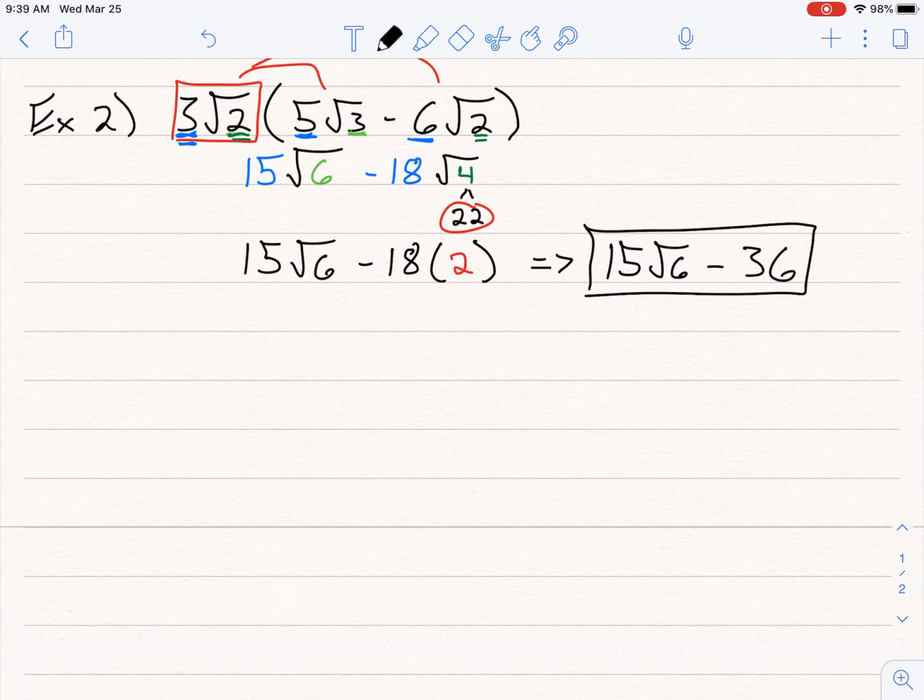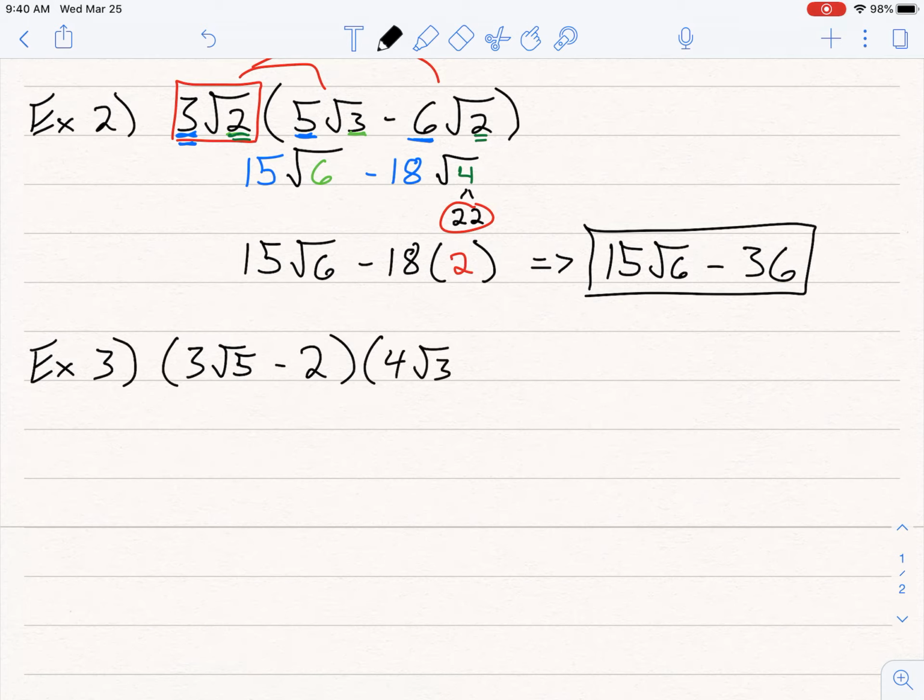And then the final example that I'm going to show you here is what happens if we have a binomial times a binomial. So I'm going to have 3 square root of 5 minus 2 times 4 square root of 3 minus square root of 5. For a problem like this, we've done these in the past with variables and expressions in our polynomials unit. We're going to use box method, or you can do FOIL. Either or would work.